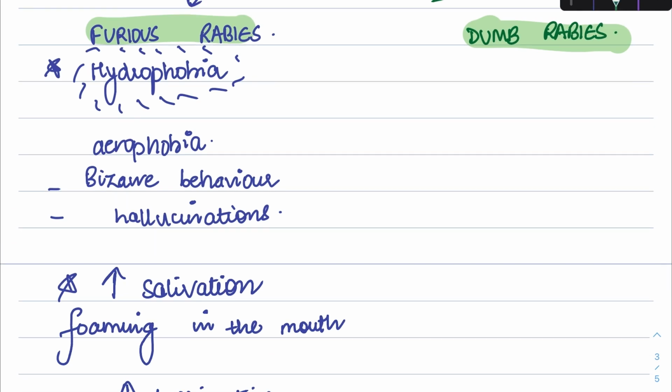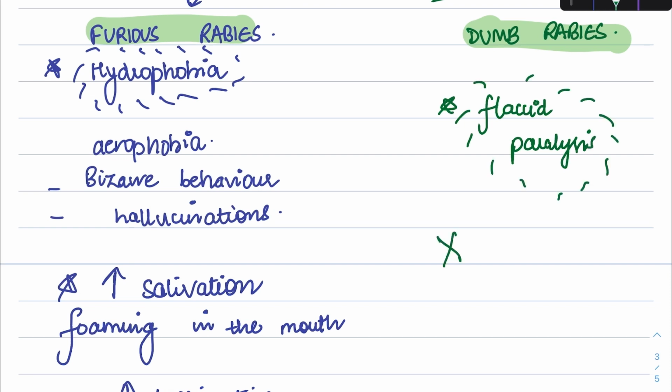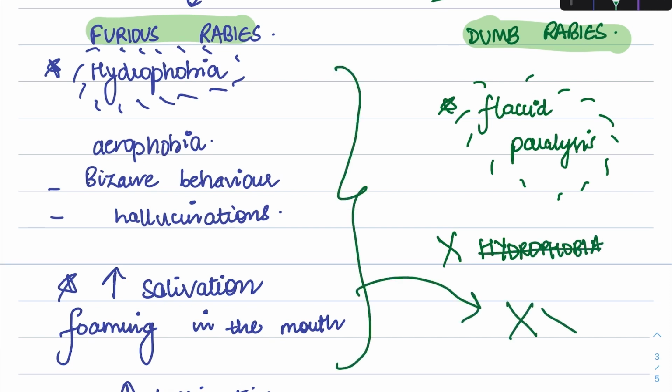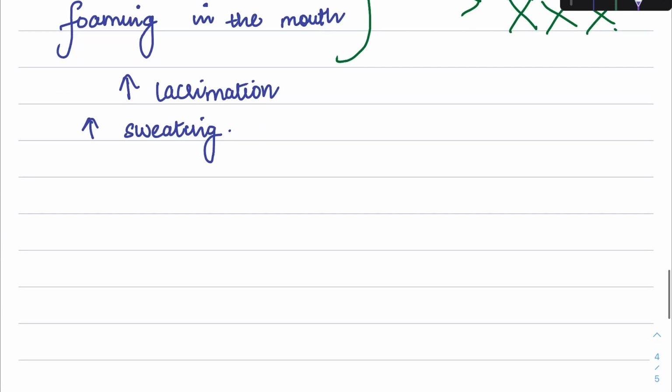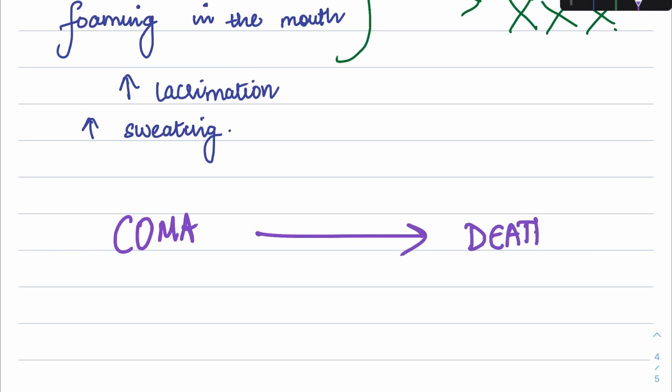Coming to the dumb rabies, the most important feature here is flaccid paralysis. Flaccid paralysis. Over here, we do not see hydrophobia. So, person does not exhibit the fear of water. Basically, all the symptoms seen in furious rabies are absent in dumb rabies, but furious rabies accounts for 80% of the people. Now, ultimately, the person is going to go into coma and death is going to occur within 14 days of being in coma.